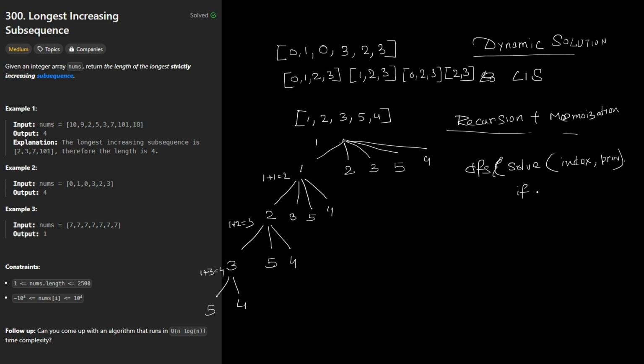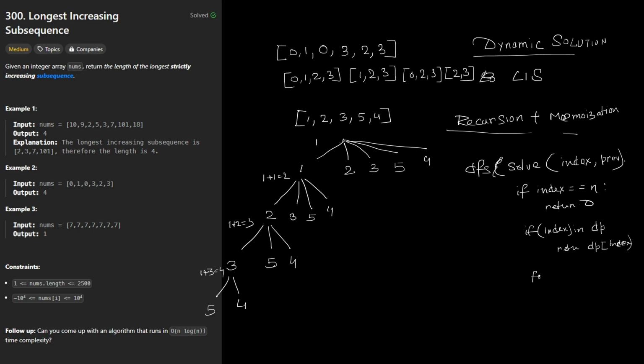The base condition: if index equals n, which is the length of the array, then I can return 0. And here, with the help of dp, we have to store it. Here it is a 1D dp, so we do not require the prev value. So if index is in dp, I can return dp of index, whatever value is stored. Now the tricky part.